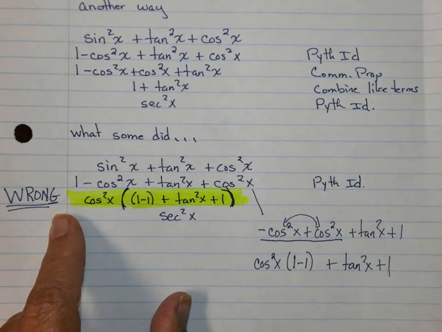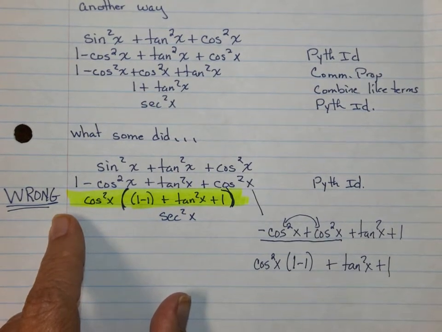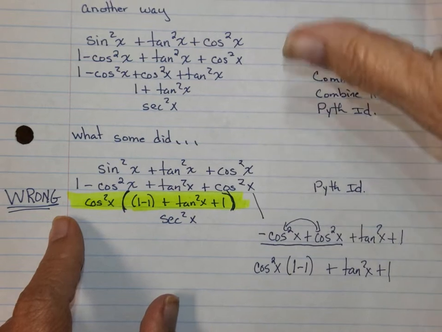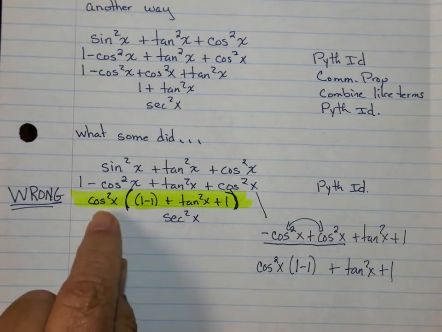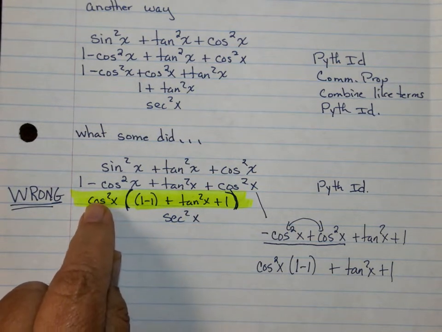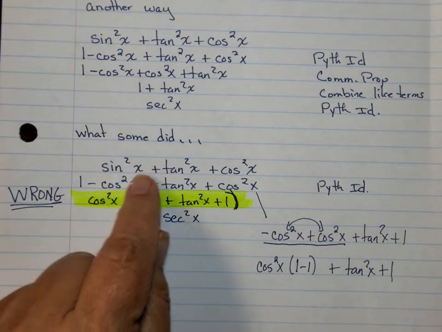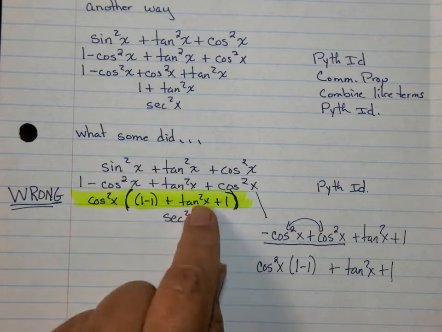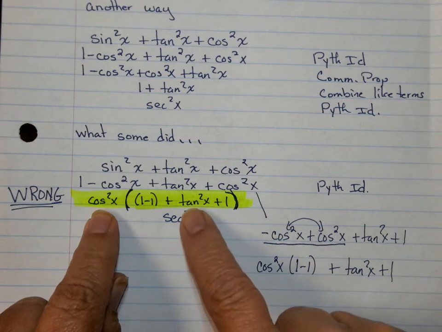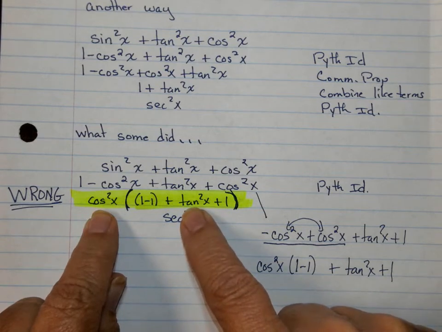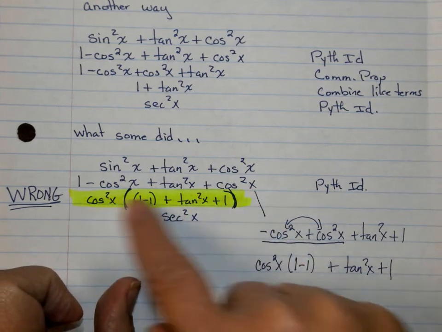It's really important that you understand why this is wrong. And even if you're not the one who did it, if you're like, oh, Miss Collier, I remember I did it that other way, learning from mistakes is a good thing. This says that cosine squared x is going to get multiplied by every term in here. Is it true that your cosine squared x is supposed to multiply with your tangent squared x? No. So that's why this is wrong.